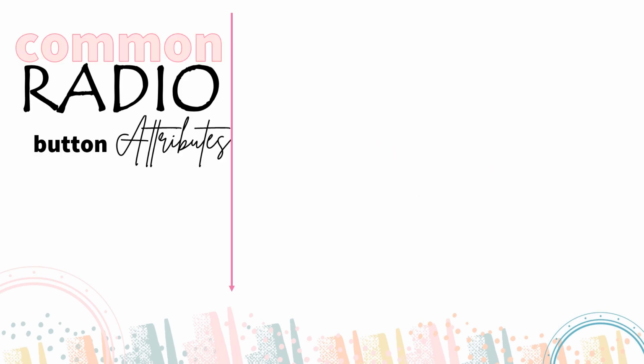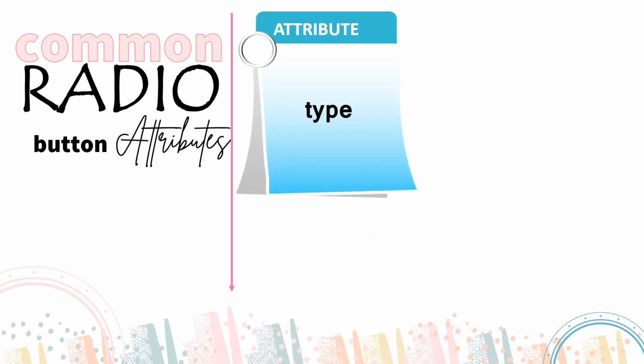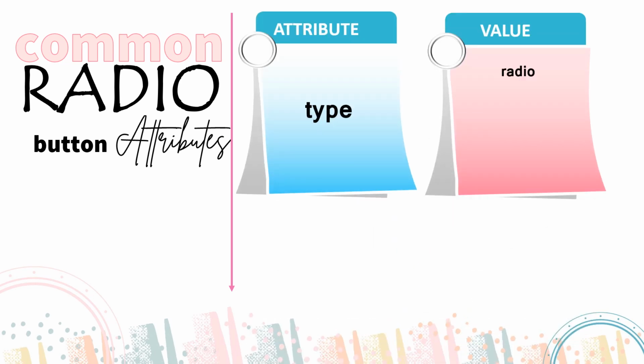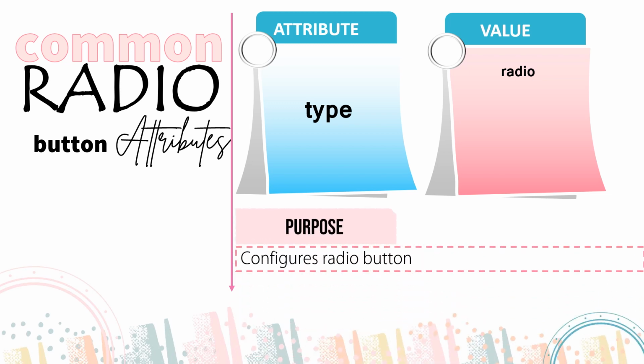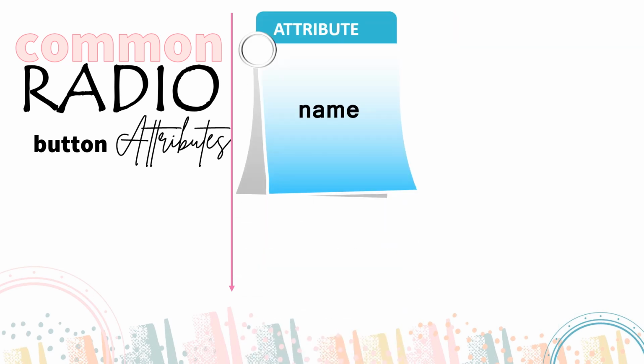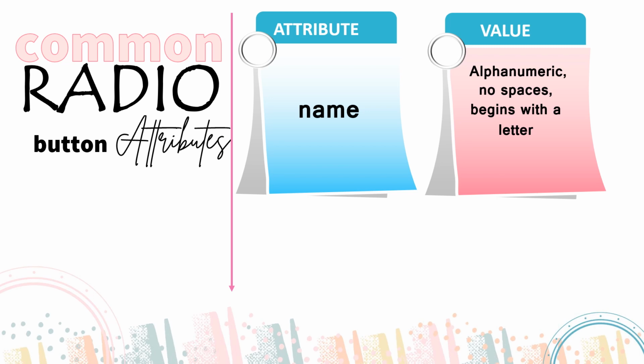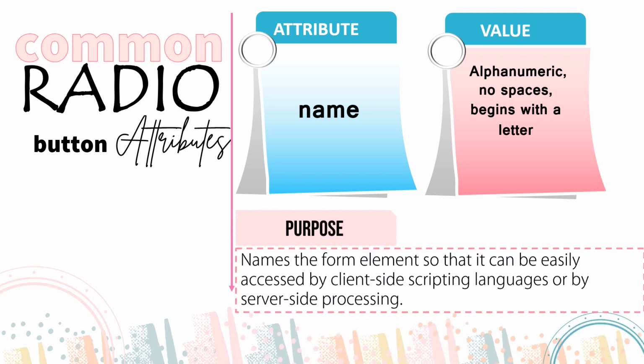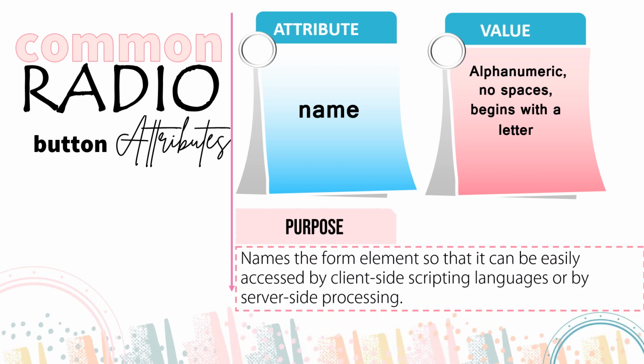Common radio button attributes are the following. We have the attribute type, its value is radio. The purpose is it configures a radio button. Next, the attribute name, value: alphanumeric, no spaces, begins with a letter. Purpose: names the form element so that it can be easily accessed by client-side scripting languages or by server-side processing.